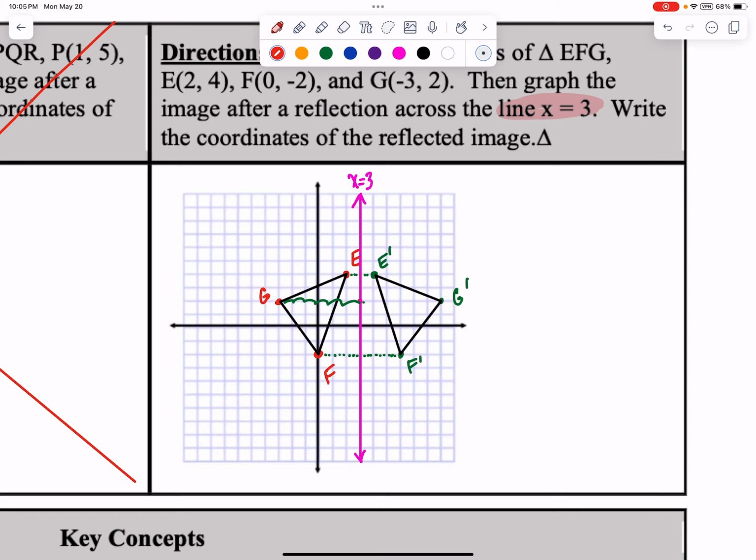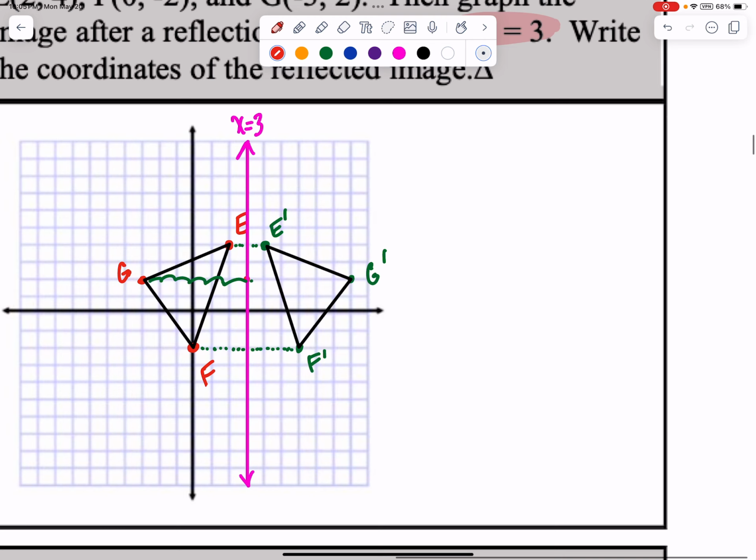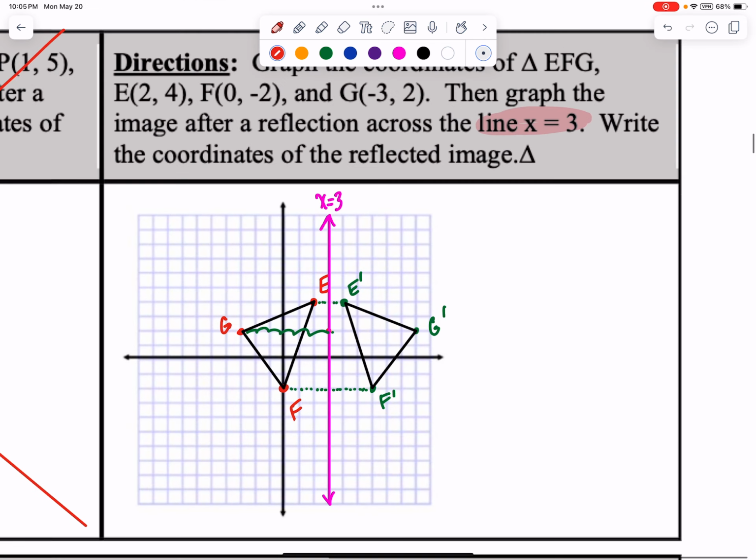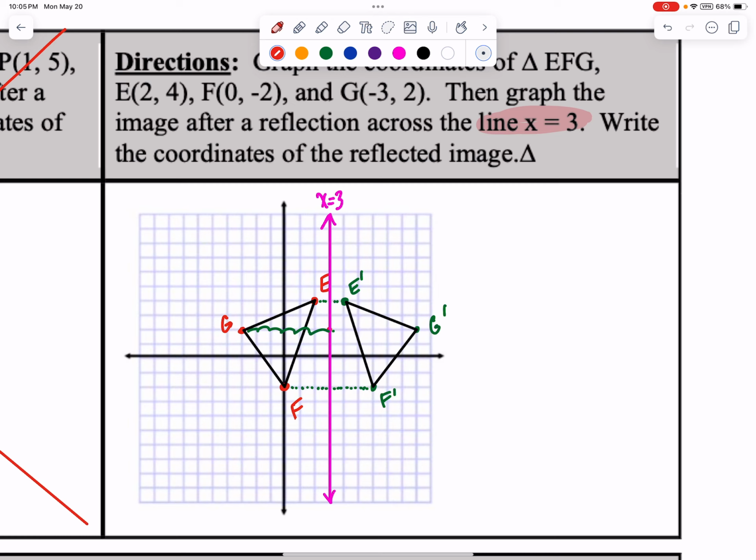Let's go ahead and record down our new ordered pairs. So I'm going to go in the order that they told us up there, E, F, G, so I don't have to really think about it much. E was 2, 4. F was 0, -2. And then G was -3, 2. Okay, and then we can go ahead and draw our lines to show our new image coordinates.